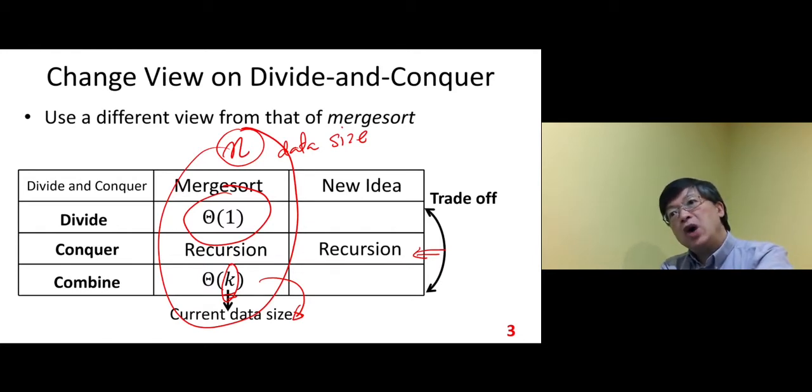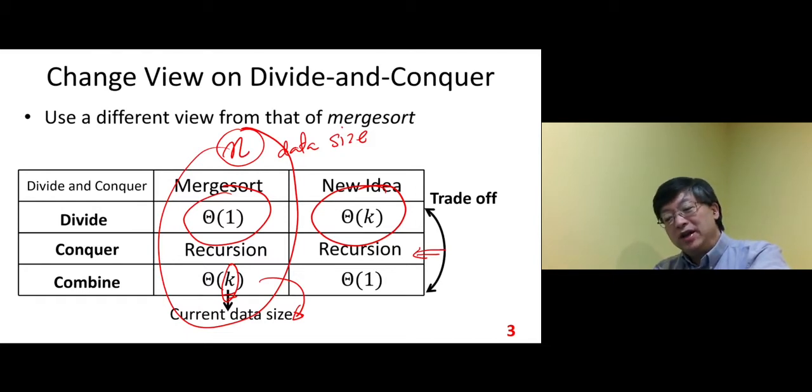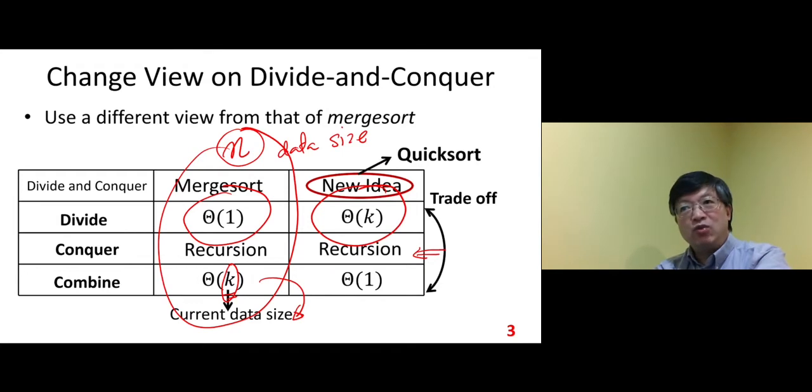But here, let's try the opposite way. We try to pay the minimum at the combine step. In that situation, we have to pay a relatively high cost at the divide step. That's the way we change the view. If we implement this new idea, that's quicksort. That's the one we will learn. All right.